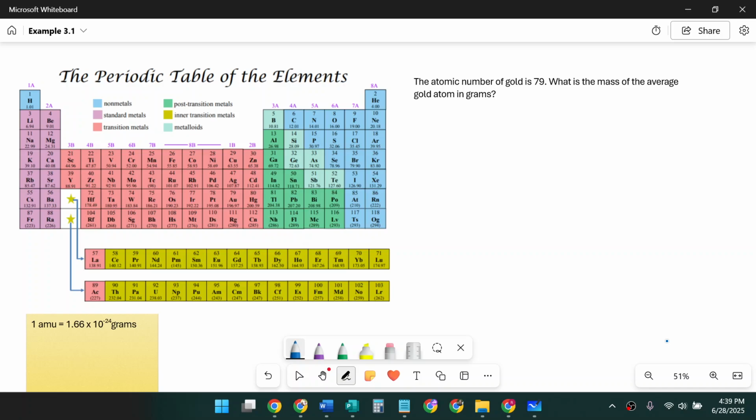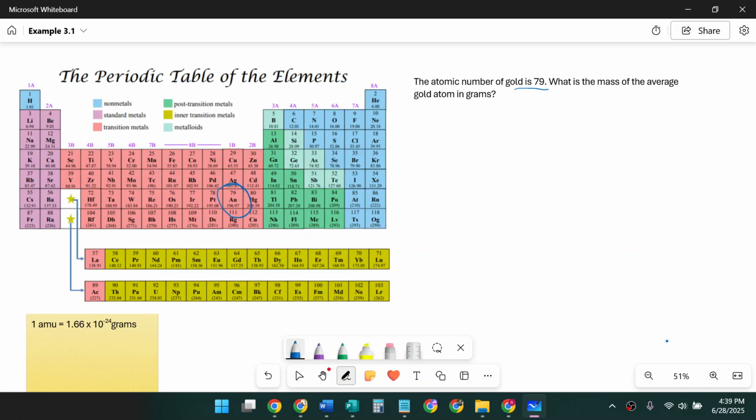This is example 3.1 from Discovering Design with Chemistry by Berean Builders. Our question says the atomic number of gold is 79. What is the mass of the average gold atom in grams? So being told the atomic number helps us know where to look on the chart.